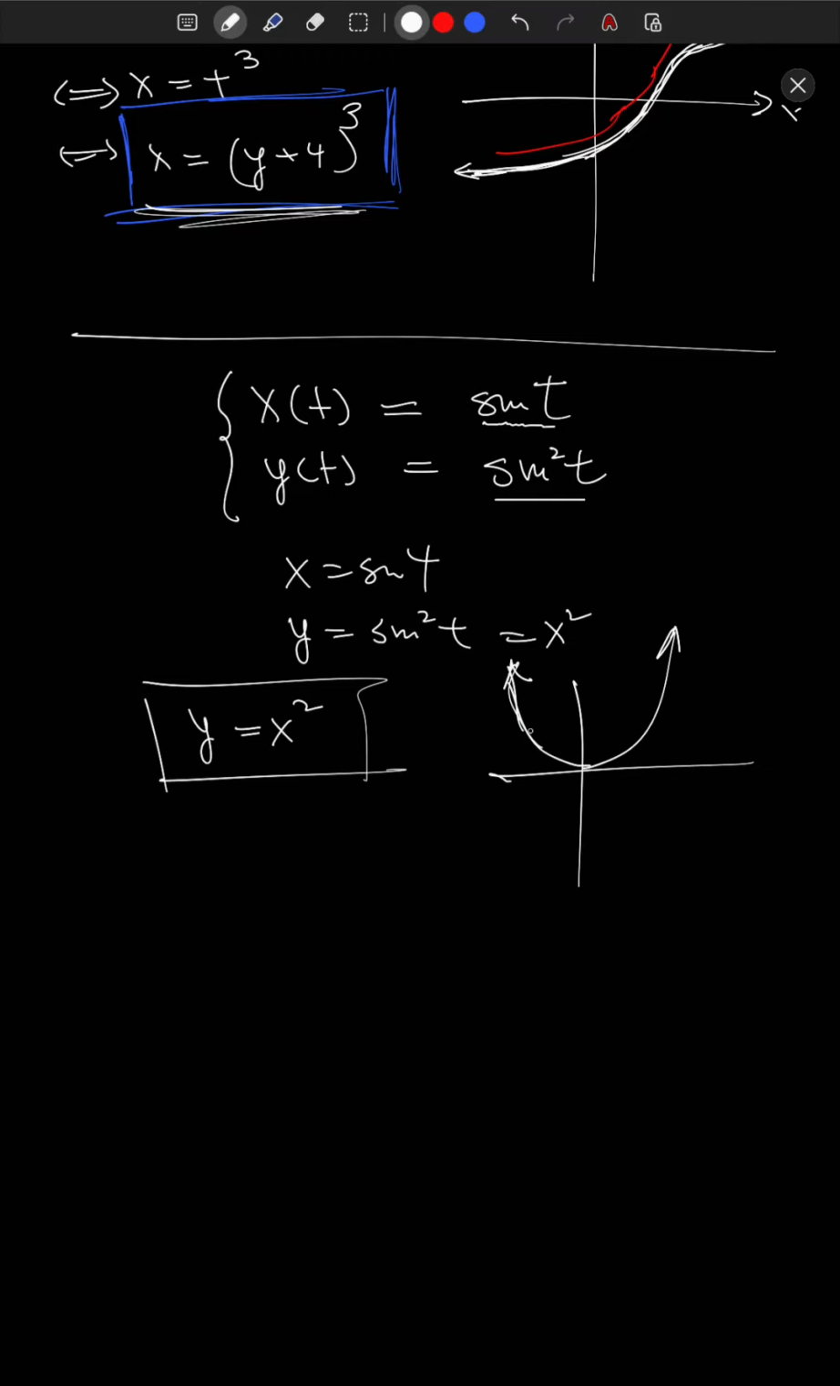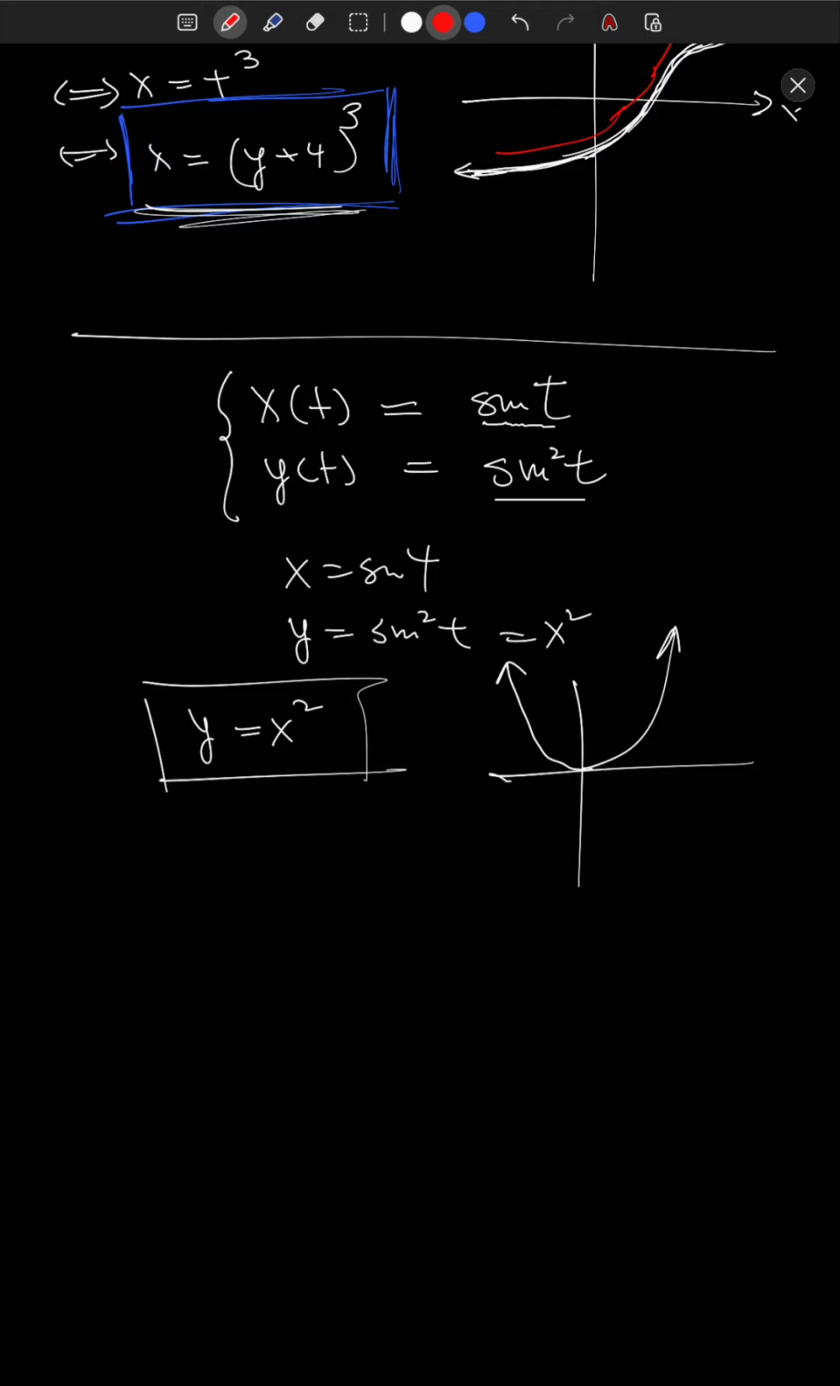All right, so ideally, you actually solve for t and then plug that into the other equation like we did in the previous examples. But sometimes it's not going to be as easy, and then you have to do other kinds of analysis. And here the analysis was just noticing sine squared of t is just x squared. All right. Okay, so again, we're driving along a parabola.